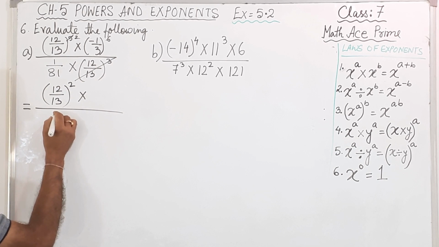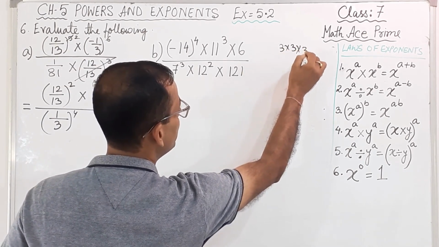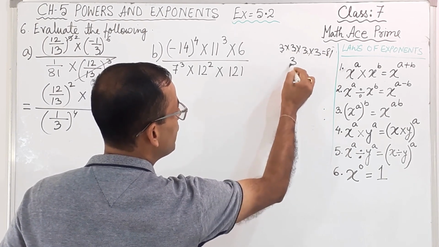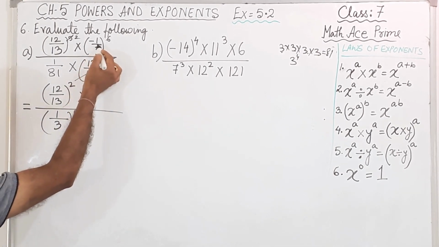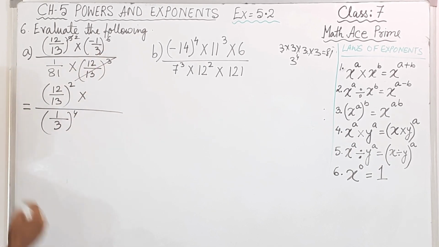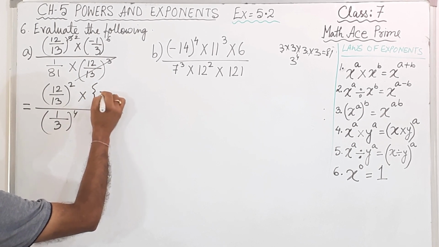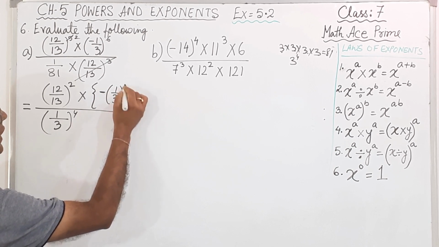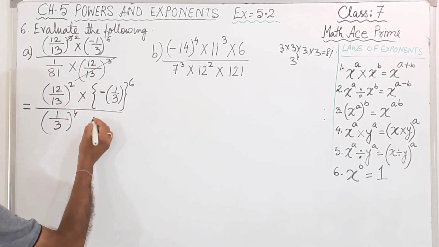So 1 by 81, can I write 1 by 3 to the power 4? Why 3 to the power 4? Because 3 into 3 into 3 into 3. 3 3 is a 9, 9 3 is a 27, 27 3 is a 81. So that means 3 to the power 4 is 81. So I wrote 1 by 3 to the power 4. And then here, see here, this one is minus. So minus is there. So what I will do, I will put one bracket and write minus outside, and then inside the bracket I will write 1 by 3, and then I will close the bracket and write 6. Clear?